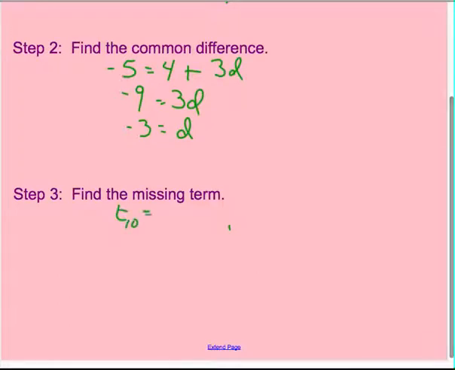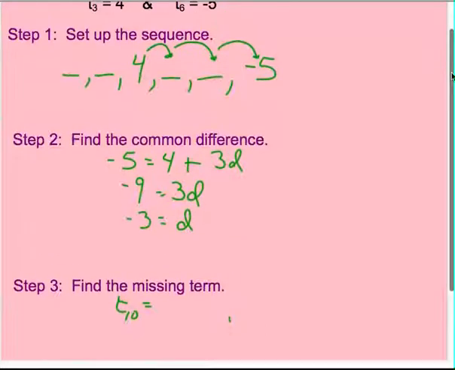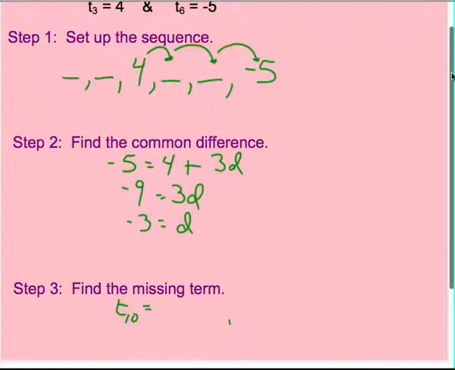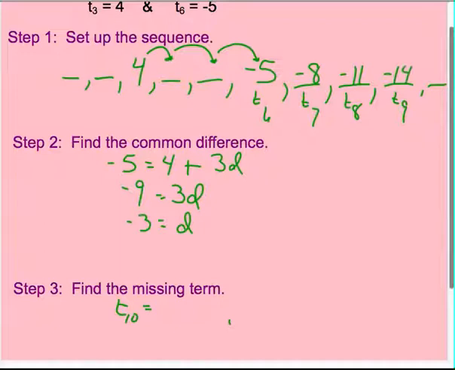So the 10th term is the first term, which we don't know, so we would have to add 3 to get back to the first term. So it might just be easier, now that I think about it, to fill in those missing terms. So this was term 6. So we will subtract 3 a few more times and get -17 for our 10th term.